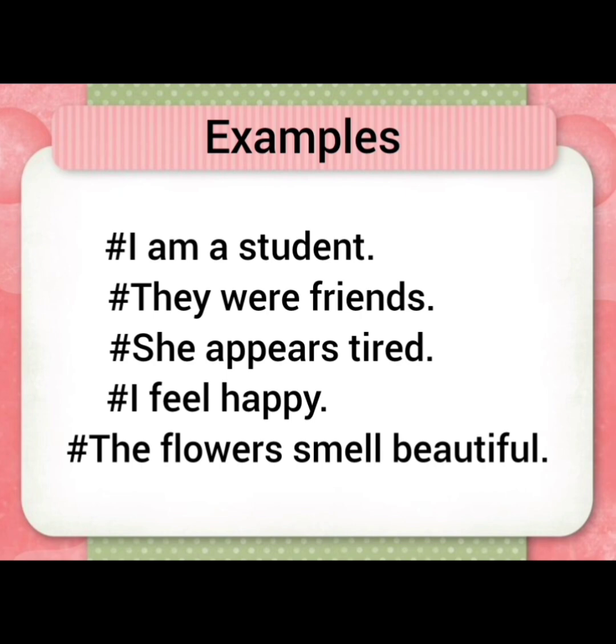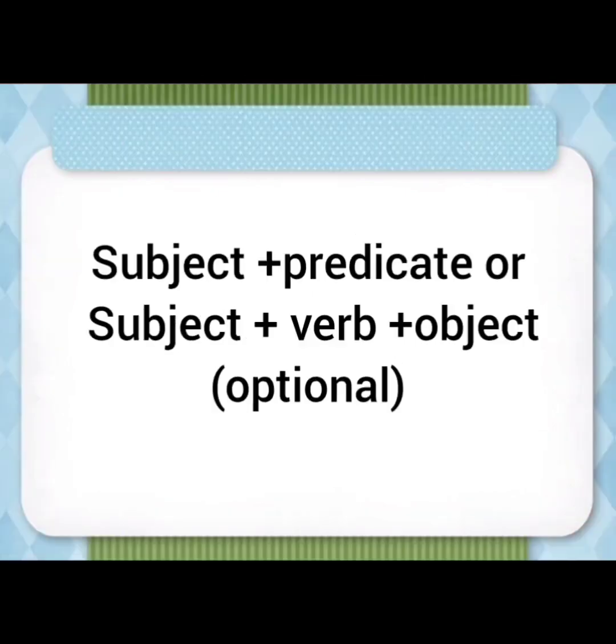The flowers smell beautiful. So that's how all these elements are combined together to form a sentence. Up till now you might have got the idea about the sentence structure, that a sentence is comprised of basically subject and predicate, or subject and verb and object, and object is considered optional. Why? Because sometimes we use it in our sentences and sometimes we do not.